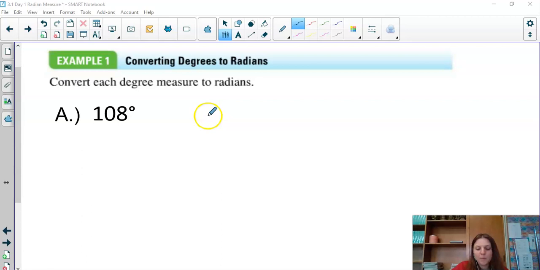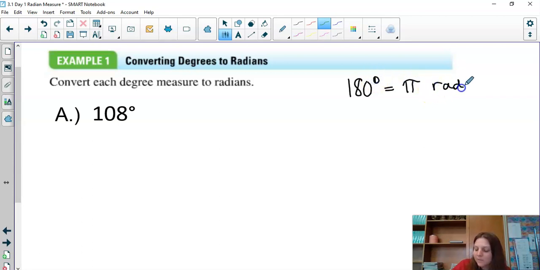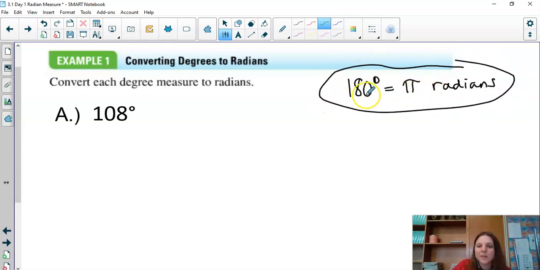So let's look at a couple examples. We're going to be converting from degrees to radians, and we're going to start with 108 degrees. So the thing that you need to remember, and again, pause is needed, is that 180 degrees equals pi in radians. So these are the two numbers that we're always going to be using when we're converting back and forth between degrees and radians. It'll be 180 or it will be pi. So let's take a look at this first example.